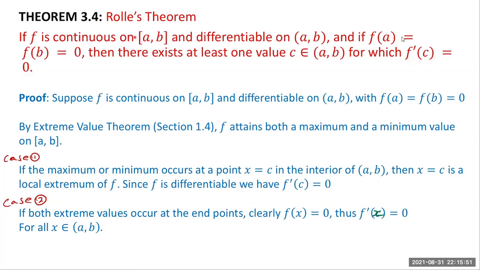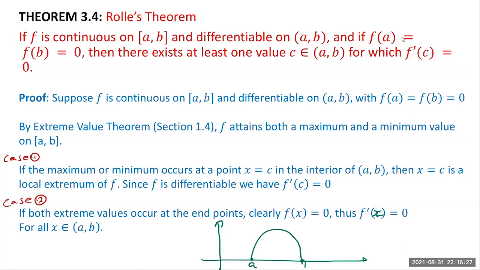Okay, these two are very important. F is continuous on the closed interval a comma b and differentiable on the open interval a comma b, and f of a is equal to f of b is equal to 0, then there exists at least one c value between a and b for which f prime of c is equal to 0. All right, here is the geometry behind this theorem. Suppose you have a function with f of a is equal to 0 and f of b is equal to 0.